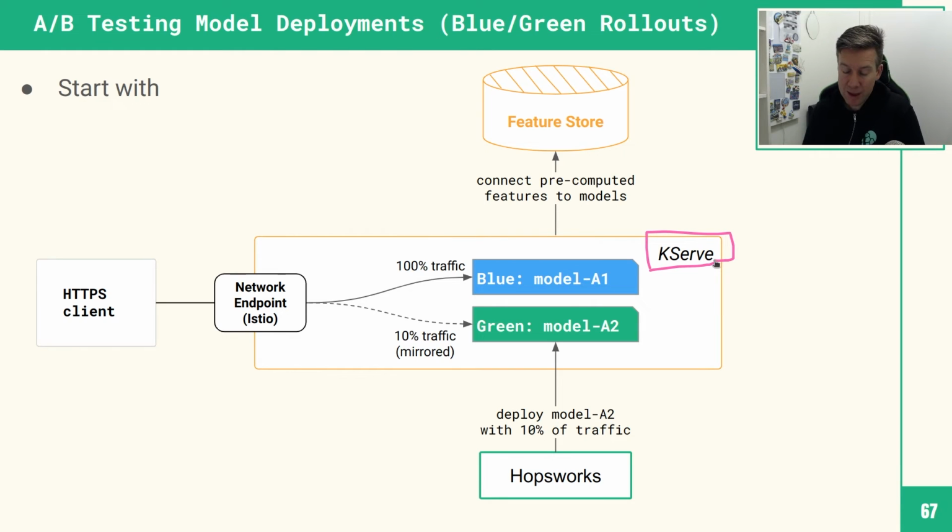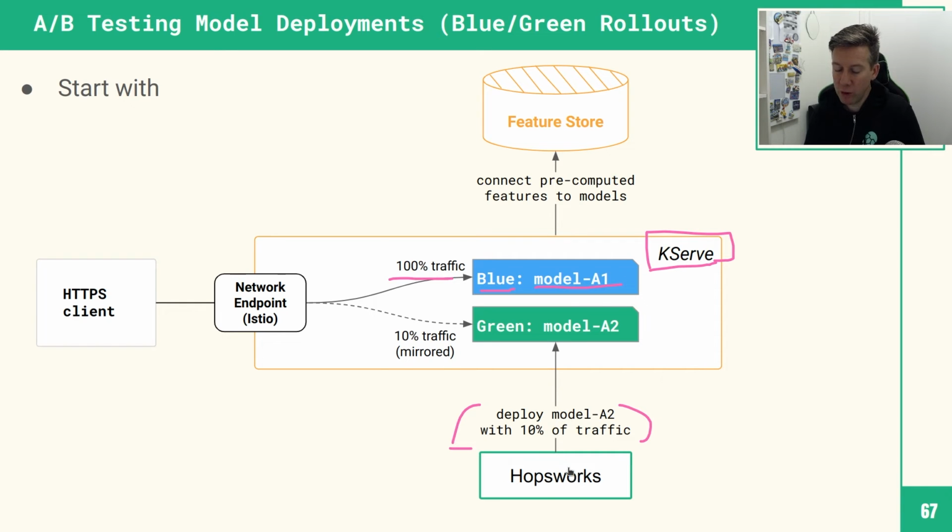And what KServe gives you is the ability to take a model from your model registry and deploy that model, and then you can deploy an A/B test. You can say, for example, I have a model here. This model is called model A1, and what I'd like to do is deploy model A2, but I'm not really sure if it's going to work really well. So what I'd like to do is keep model 1 as it is. All of the traffic that's coming in, all the requests to make predictions, go to model 1. So 100% of the traffic goes to model 1. We call that the blue model. Now the green model is the new model I want to try out.